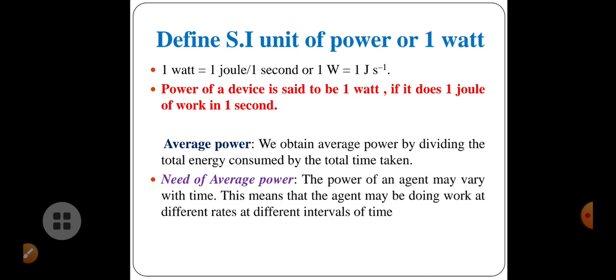Now one more term we use, that is average power. We obtain average power by dividing total energy consumed by total time taken. What is the need of average power? Because the power of an agent may vary with time, so it means that agent may be doing work at different rates at different intervals of time. That's why we take average power as total work done or total energy consumed divided by total time taken.